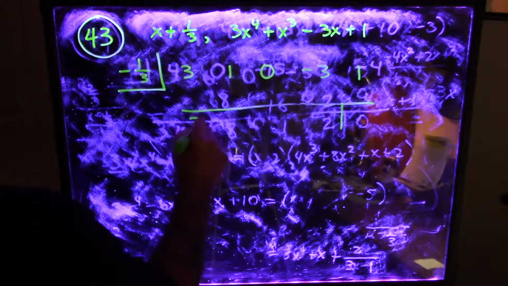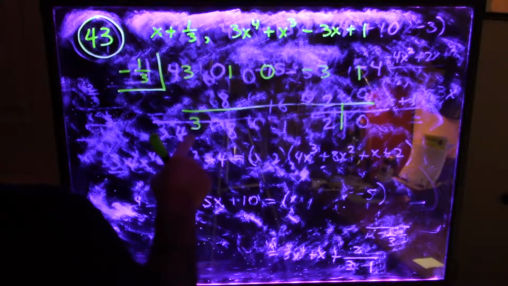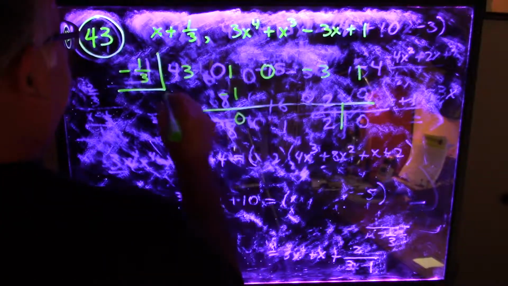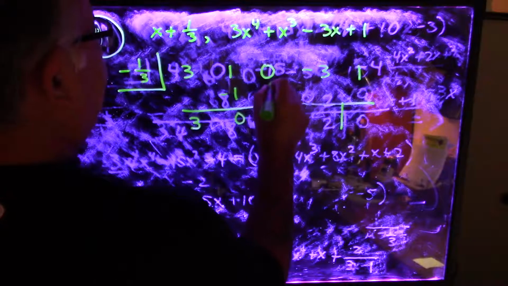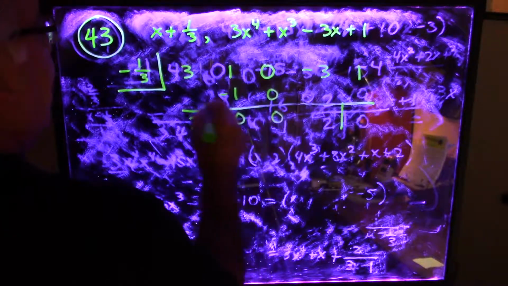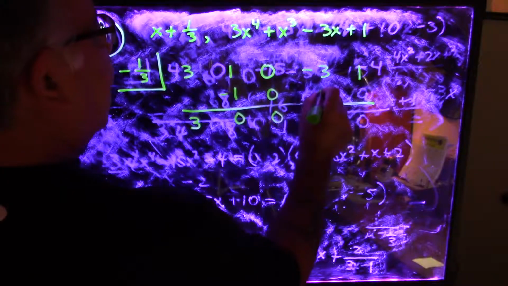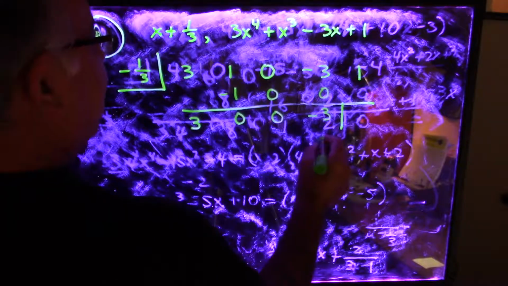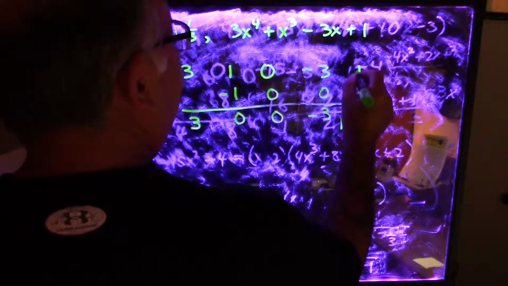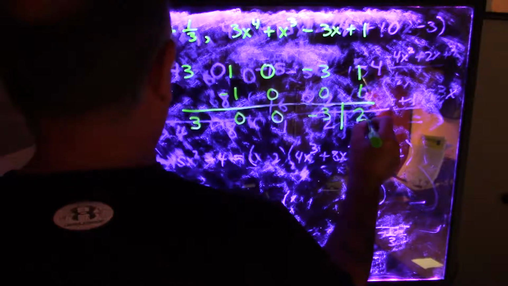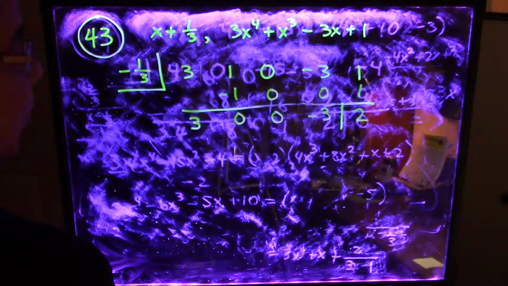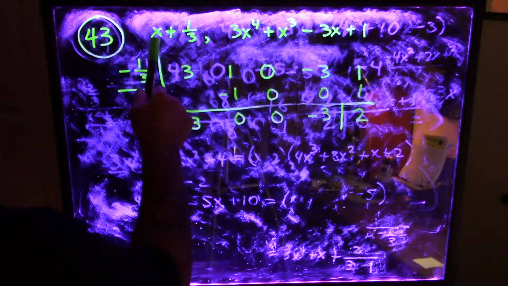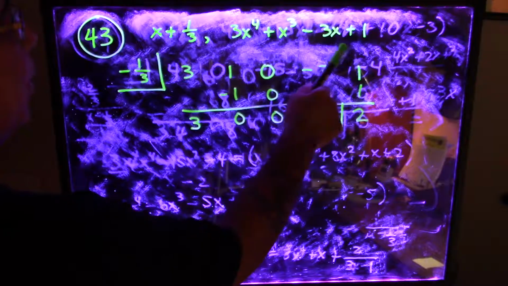Bring down the 3. Negative 1/3 times 3 is negative 1. 1 minus 1 is 0. Negative 1/3 times 0 is 0. 0 plus 0 is 0. Negative 1/3 times 0 is 0. Negative 3 plus 0 is negative 3. And negative 1/3 times negative 3 is positive 1. 1 plus 1 is 2. All right. Well, the remainder obviously is not 0, so that means that this is not a factor of this.